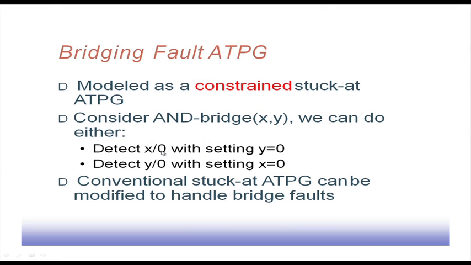So, if we try to detect x stuck-at-0 fault, then we can find a bridging between x and y. Similarly, we can also do this by setting x to 0 if we try to detect y stuck-at-0 fault. So, that also will find out the bridging between x and y. We can do either of them, and by doing that, we can generate the test pattern for this AND bridging of x and y. So, these conventional stuck-at ATPGs can be modified for these bridging faults.